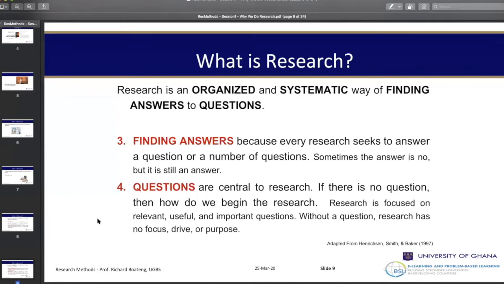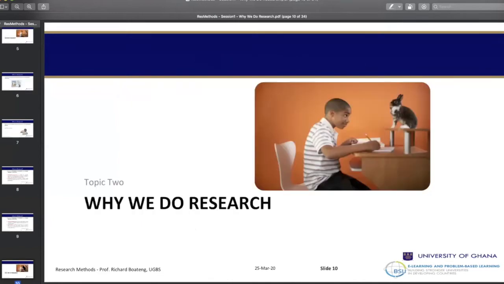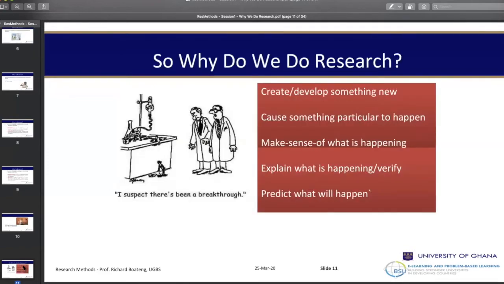So now that we have an understanding of what research is, the next thing that we want to know is, why do we do research? We do research for a number of different reasons. Sometimes we do research to be able to develop something new, or to cause something particular to happen, or to understand what is happening, or make sense of it, or to explain what is happening.